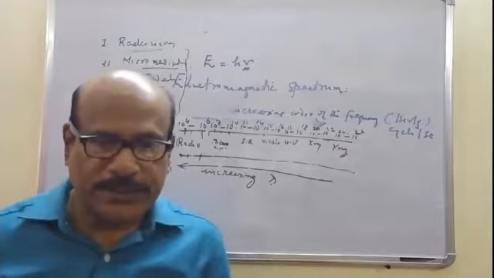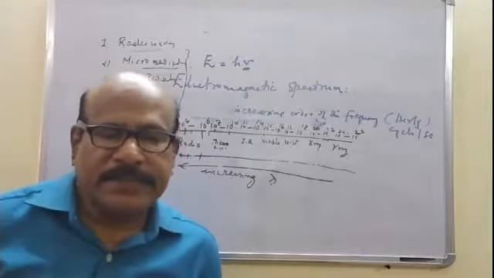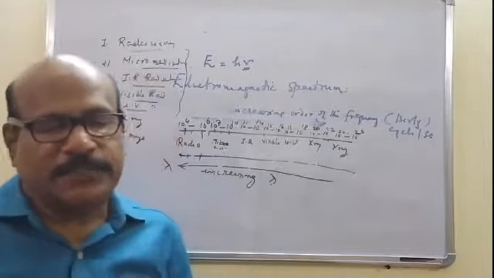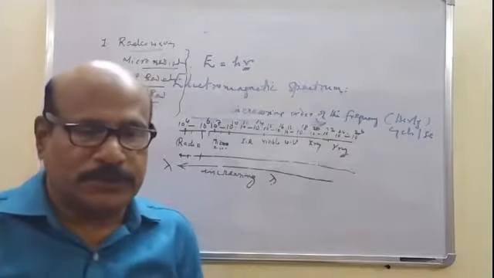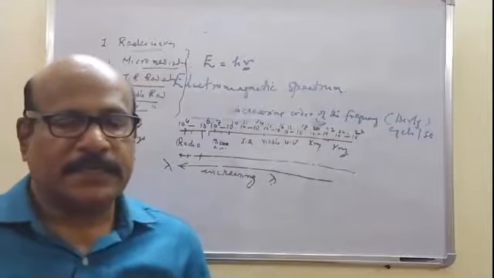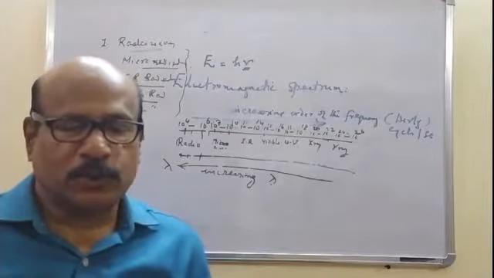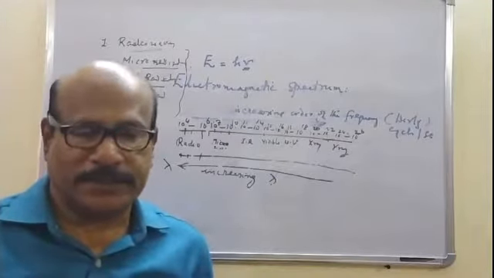Suppose we are using visible and ultraviolet radiation to excite the electron, to get the structural information through the electronic arrangement of the molecules. Then that is the UV visible spectroscopy, otherwise called electronic spectra.